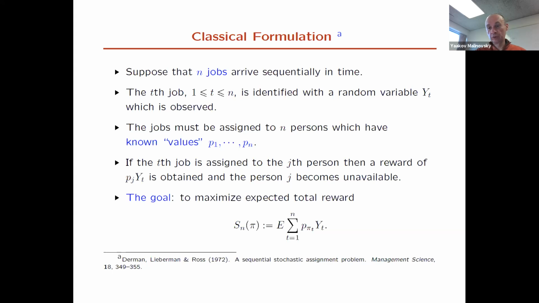So what are you looking for? You're looking for an assignment policy pi. It's a permutation on the values of the workers such that you can assign them and then maximize reward.